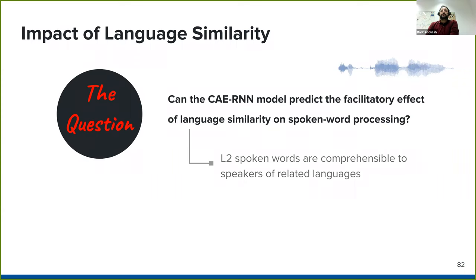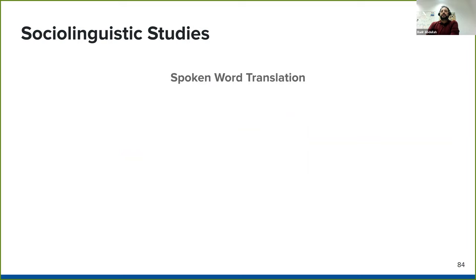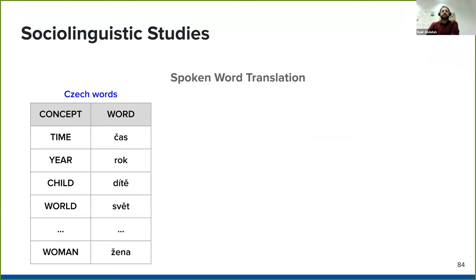And for this, we looked at one case study of mutual intelligibility between the West and the South Slavic languages that was done in 2015. So they have investigated several tasks to measure mutual intelligibility. And one of the tasks that they have investigated was the spoken word translation. So for this task, they have compiled a list of words.